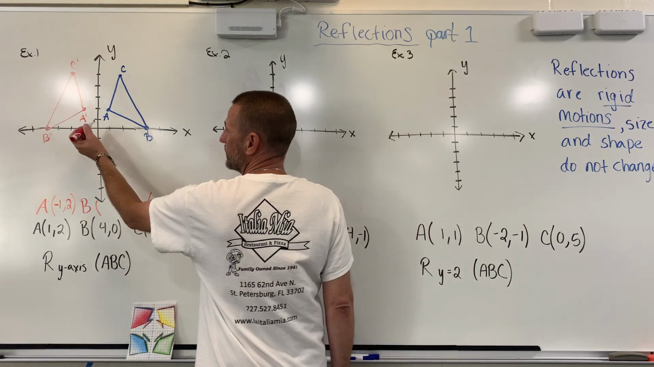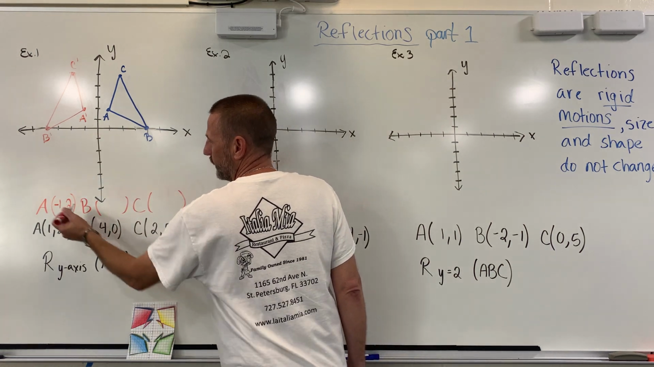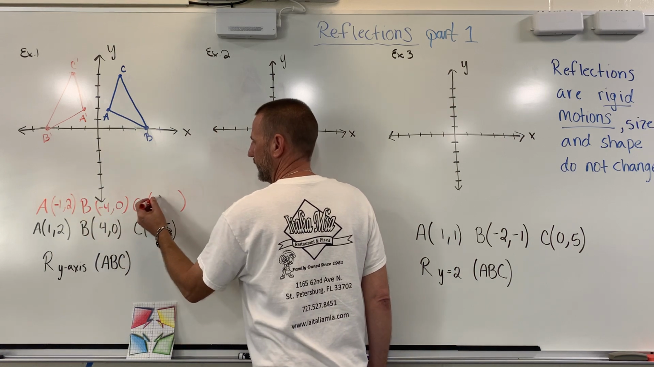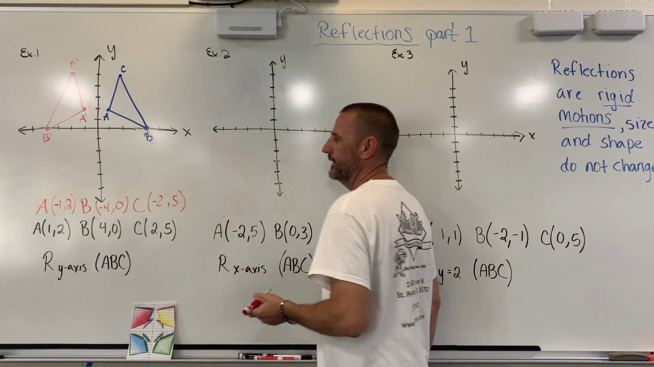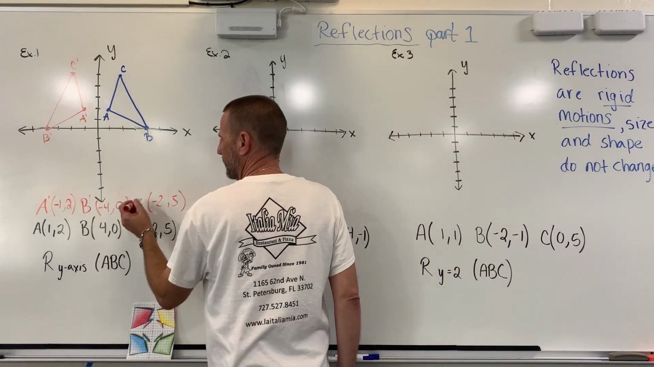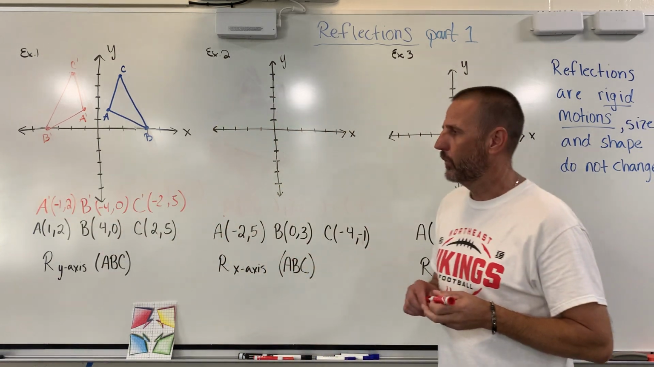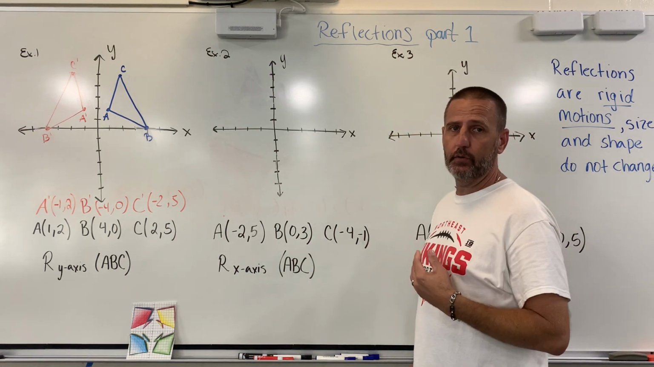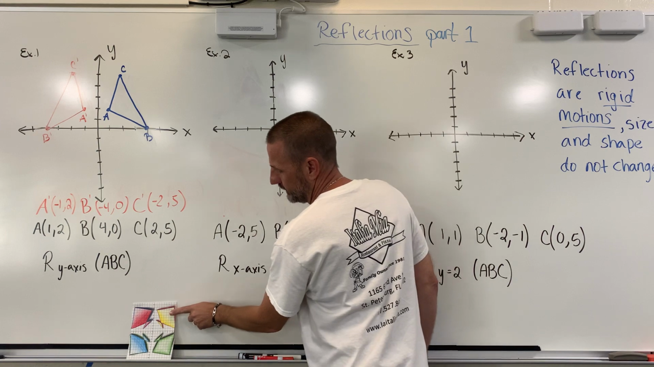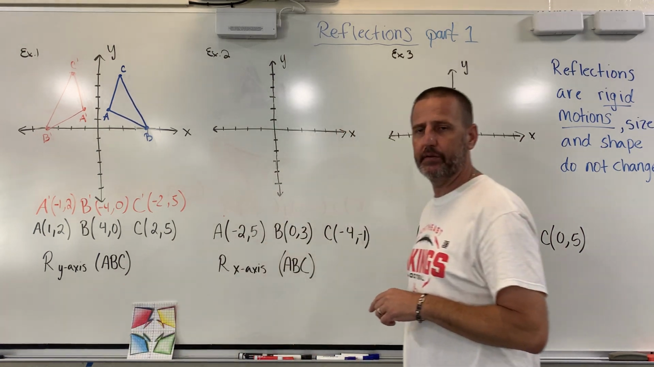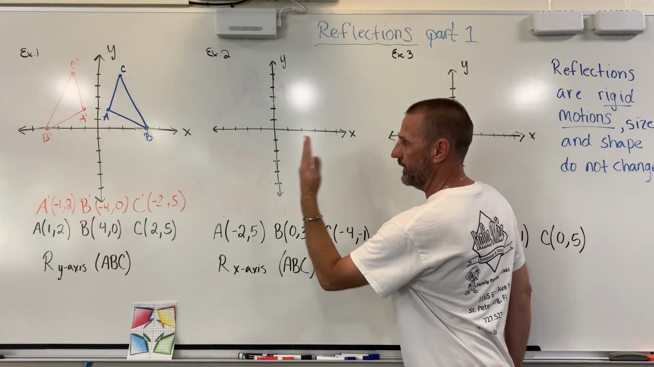So let's look at these. This one was negative 1, 2. Now this one will become negative 4, 0, negative 2, 5. And those are going to be called the image. And we put little apostrophes next to them, or primes if you want to be technical. And anyways, that's how you do a reflection. So in this case, we reflected this yellow figure over the y-axis, and now it's that red figure. So we went like this.